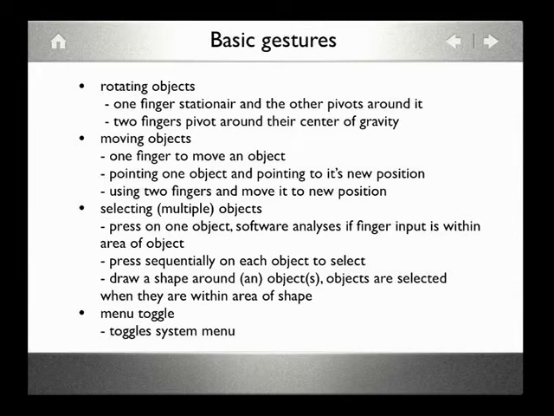We can move objects using one finger. We can move using two fingers. It just all depends on the configuration. We can select one object, or we can select multiple objects. We can draw a shape around some objects to select them. We can toggle the menu somehow. We need a gesture to toggle the menu, the system menu.